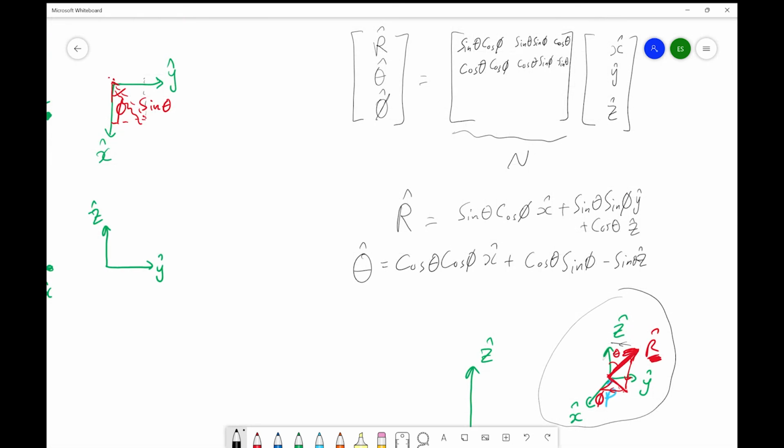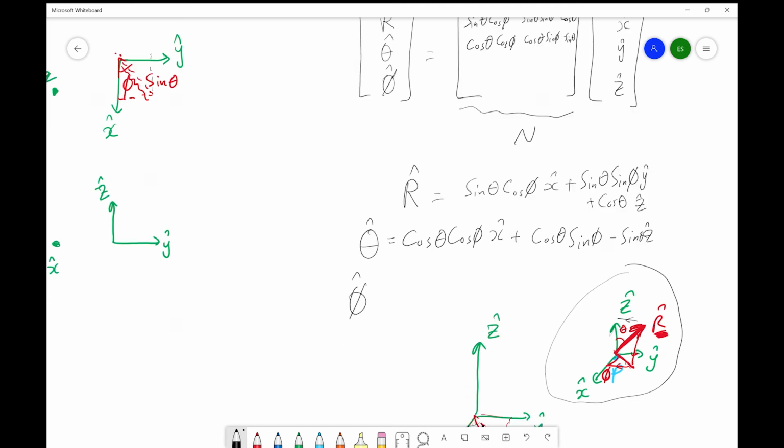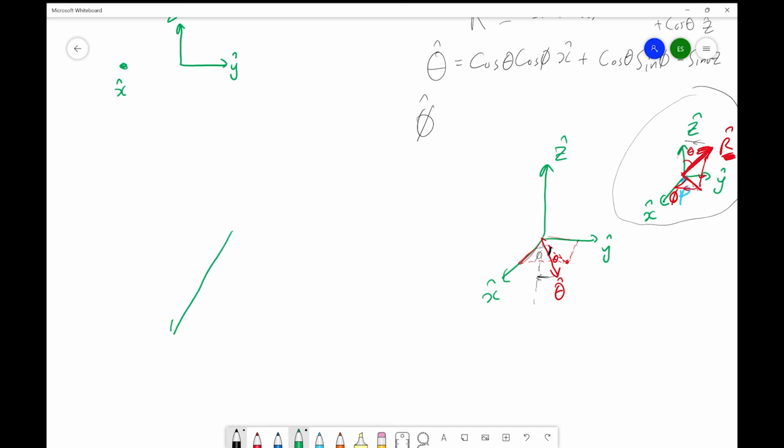Okay. Now finally, what about phi hat? Again, I'll draw the geometry again. X hat, y hat, z hat. Where is phi increasing? Phi hat is always going to be increasing in the xy plane, and it's always going to be something like this. So this is phi hat. It's on the x hat y hat plane, and it's always going to be increasing like that, because this is the direction where phi is increasing.